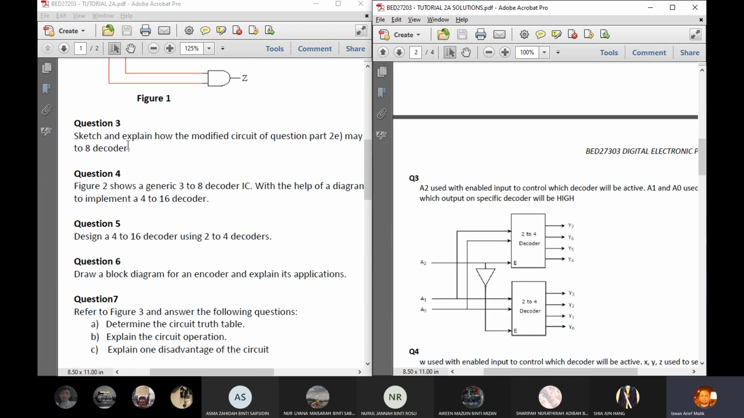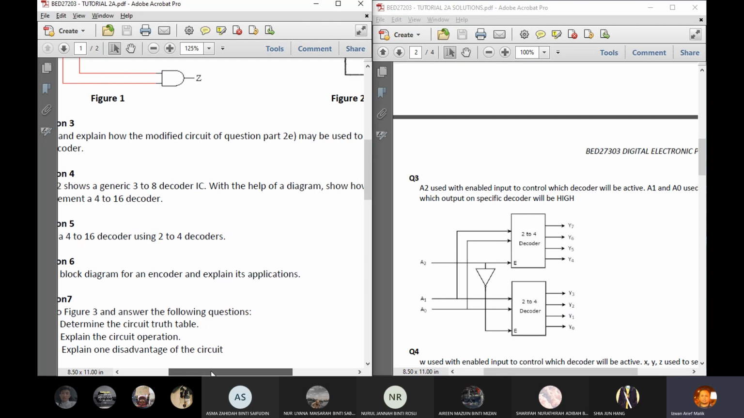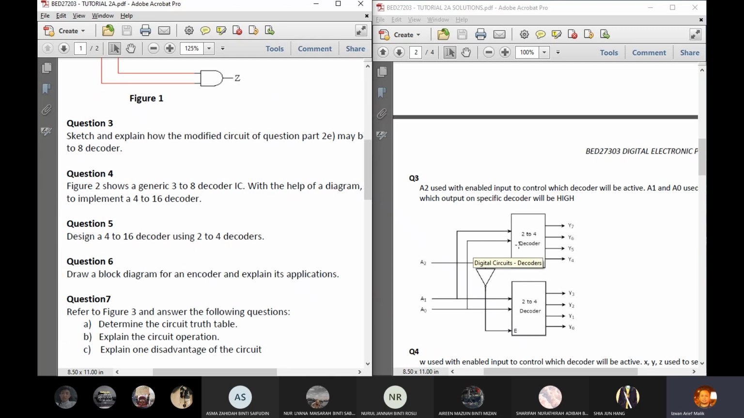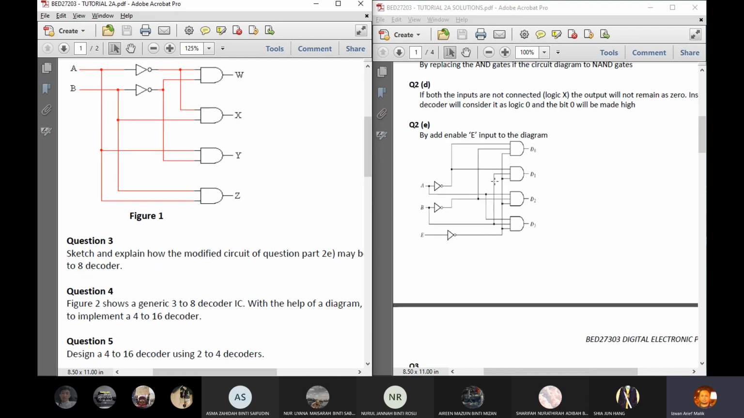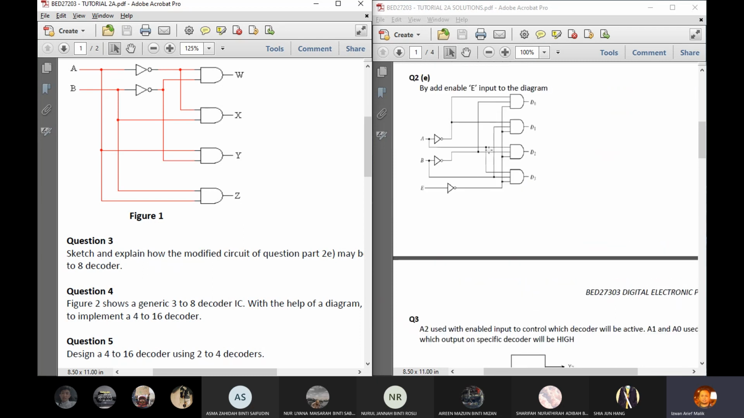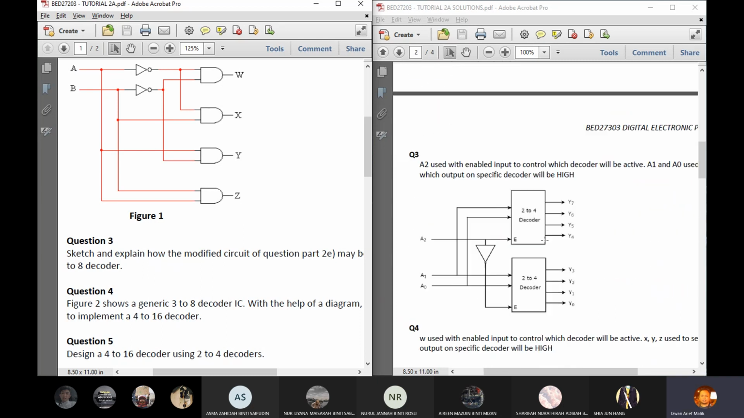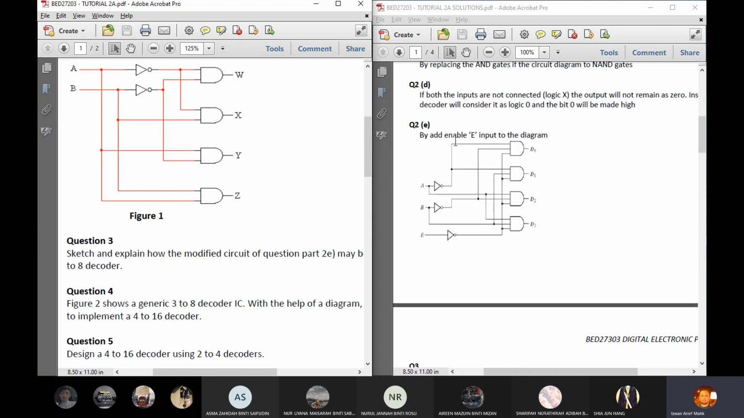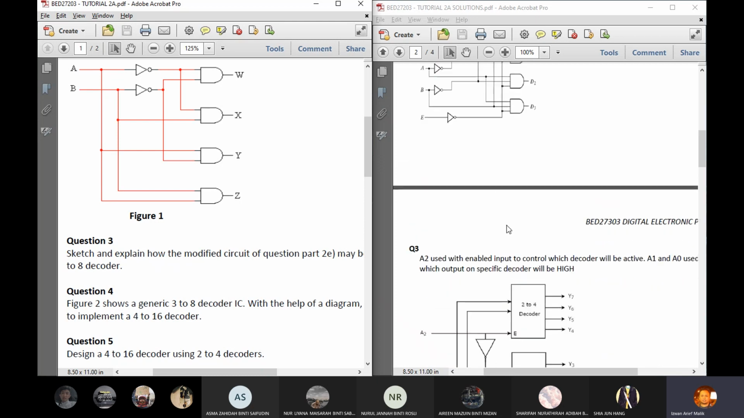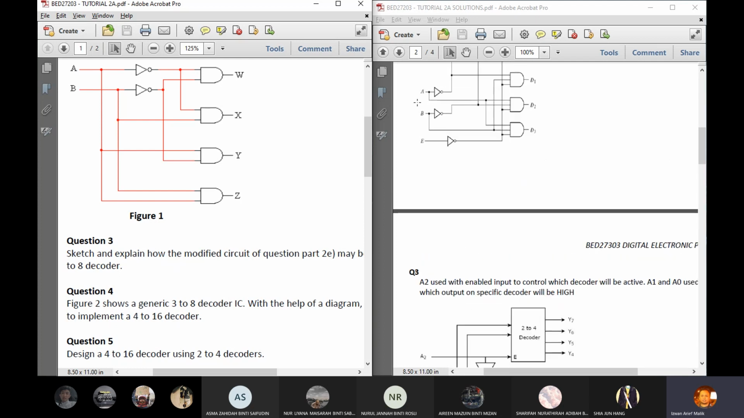Okay, question 3. Sketch and explain how the circuit of part 2E may be modified to implement a 3 to 8 decoder. So kita guna circuit yang kita dapat dekat 2E ni tadi to become 3 to 8. So dekat sinilah, this is the solution lah basically. Okay, so each of these 2 to 4 decoder dalam tu ada ini. Alright, so you may draw them the connection dalam dia macam ni, tapi dia punya input dan output dia macam ni lah. So this is A2 will be entered to the enable input. A1 and A0 is for A and B, or X or Y, whatever variables that you are using.